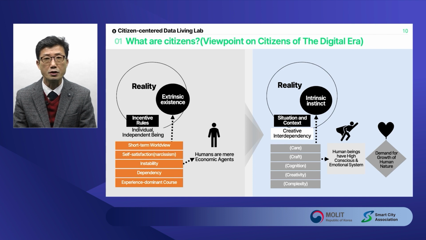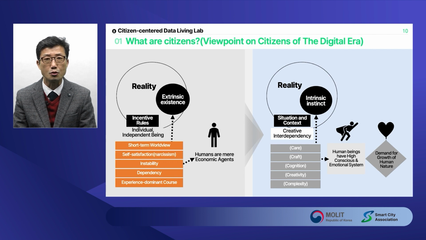However, human beings are, in nature, creative and complicated. They want to look after others, make something, and give meaning to things around them. In short, they have 5C: care, craft, cognition, creativity, and complexity.